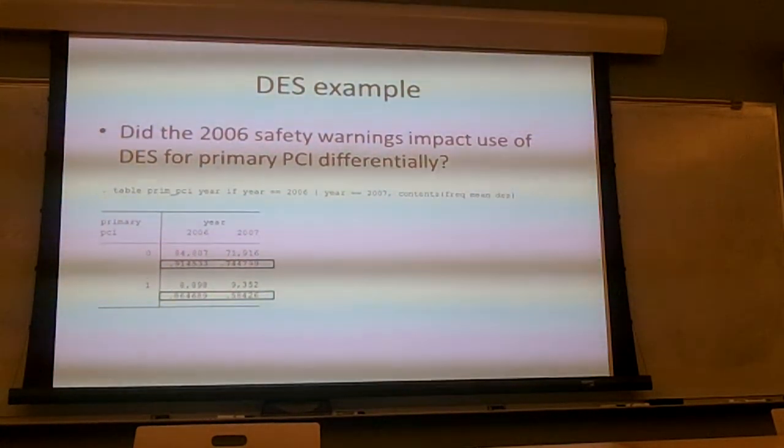Here, it's not so much a treatment and a control. We're just saying there are two groups: people who got primary PCI, people who got elective PCI. Was their response to the policy different?